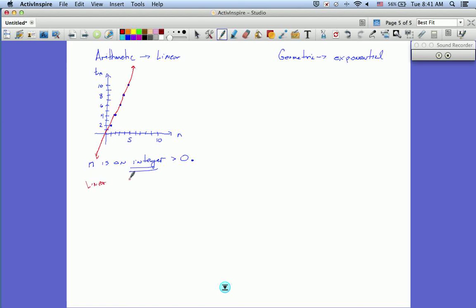Linear is continuous, where arithmetic, the sequence itself, is discrete. Discrete is just the points. It's a scatter plot. That's not really scattered because it's all in a linear fashion. A line is continuous, so x can equal 1.5 or 1.7 or 0.2 or negative 3. With integers, we don't have the 0th term or the negative 5th term. We have t1, the first term, t2, the second term, t3, the third term, and so on.